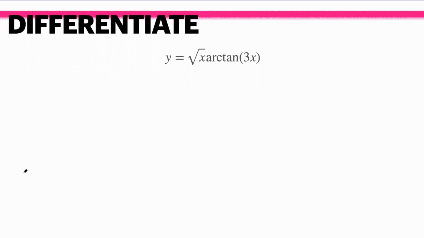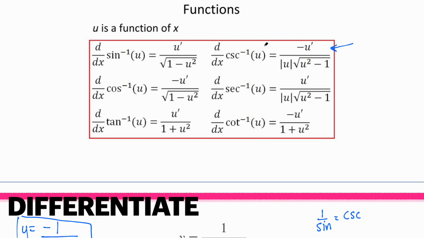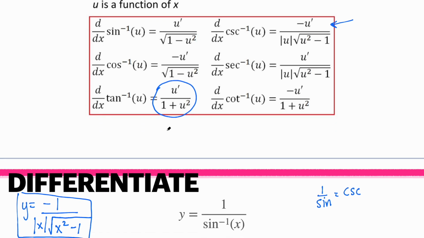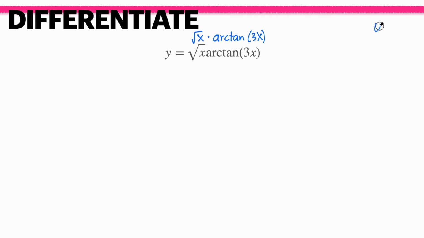So in this case, this is a product rule. You have the square root of x multiplied by arctan of 3x. Now the first thing I'll do is go ahead and write down what the derivative of arctan is. Okay, the derivative of arctan is going to be this formula: u prime over 1 plus u squared. So I'm going to go ahead and write that. U prime over 1 plus u squared. All right, so here we go.